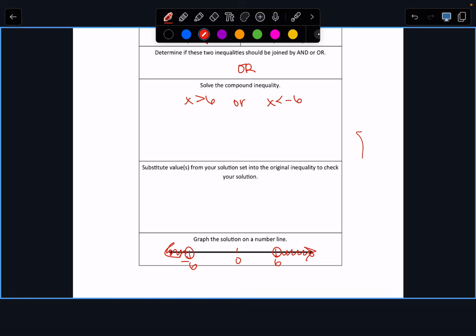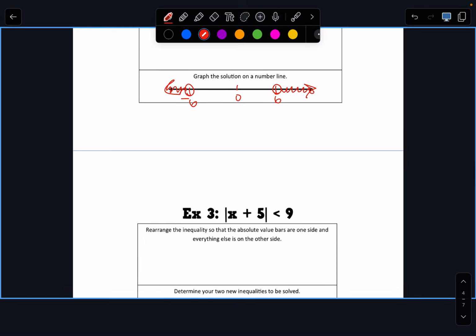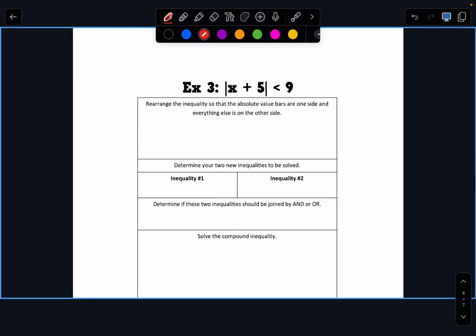Doing okay? Yeah. Okay. All right. Let's look at example 3. Does yours look like this? Okay. I just did it. Still no. I'm using pad.